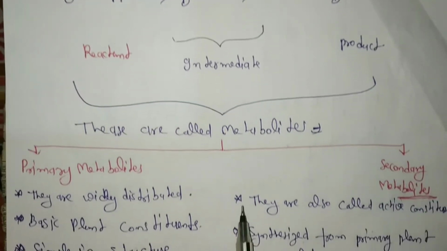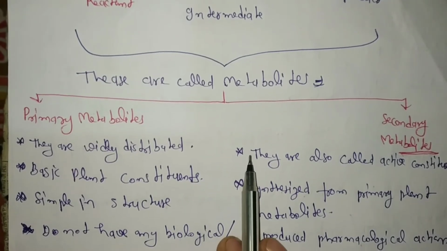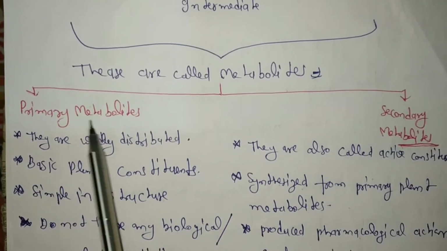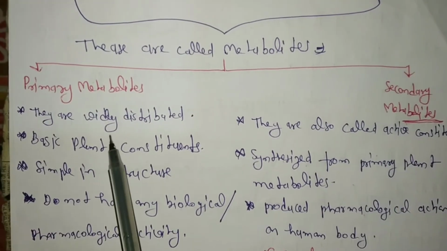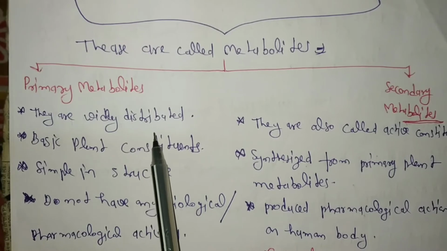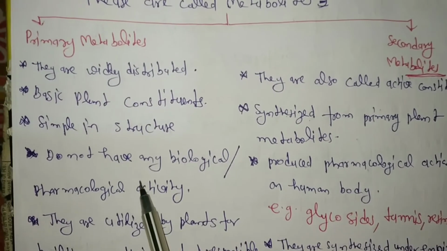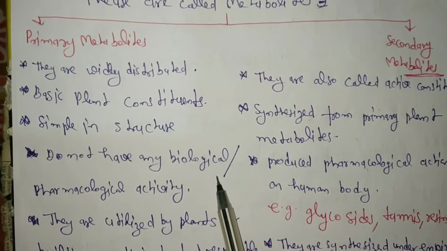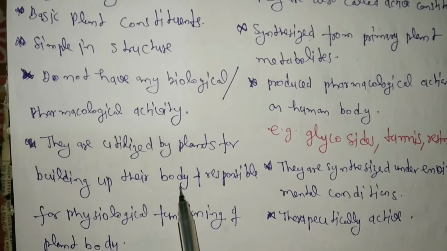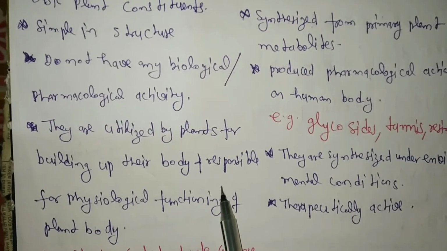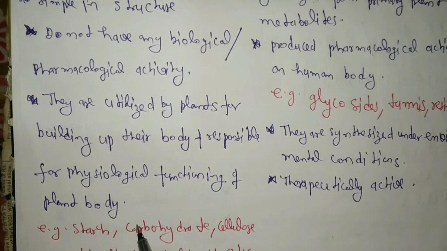metabolites. On the basis of their metabolic products, metabolites are of two types, primary metabolites and secondary metabolites. Primary metabolites are widely distributed, basically plant constituents, simple in structure, and do not have any biological or pharmacological activity. They are utilized for building up the body and are responsible for the physiological functioning of the plant body.